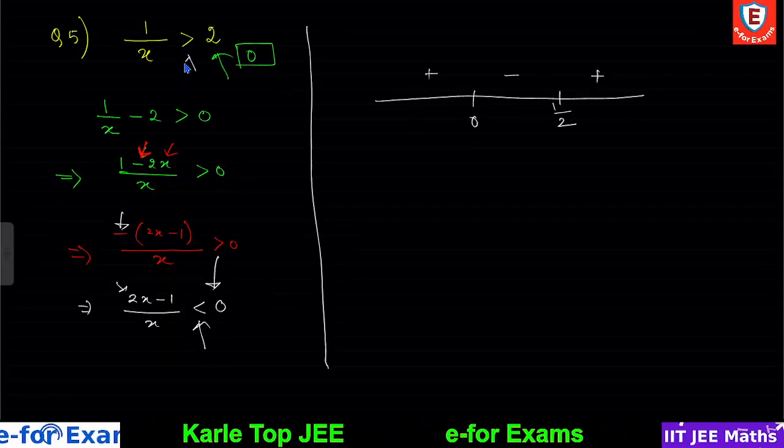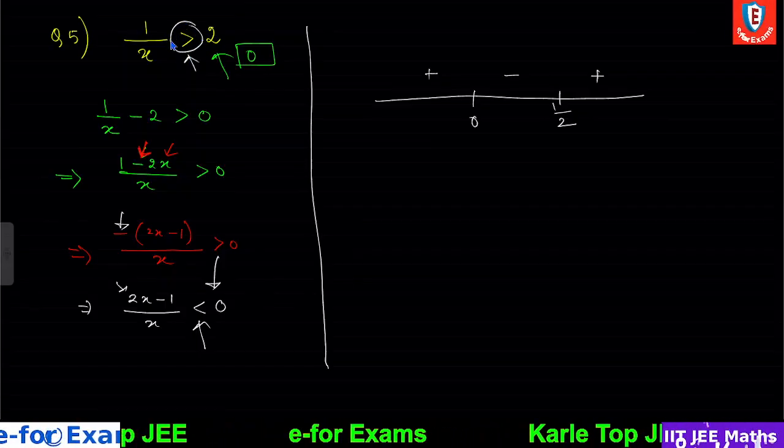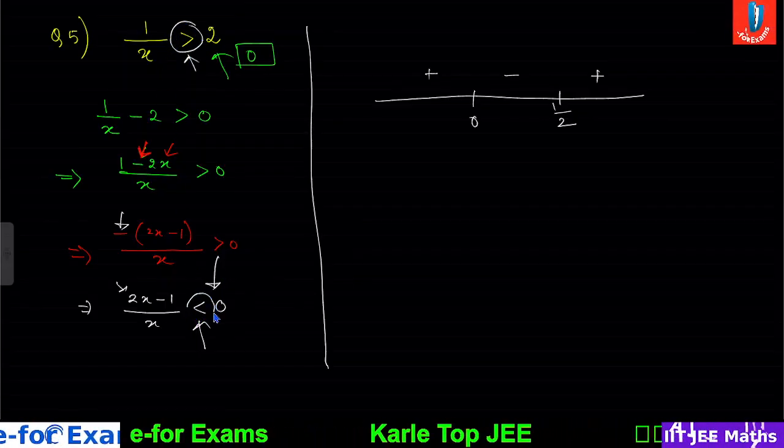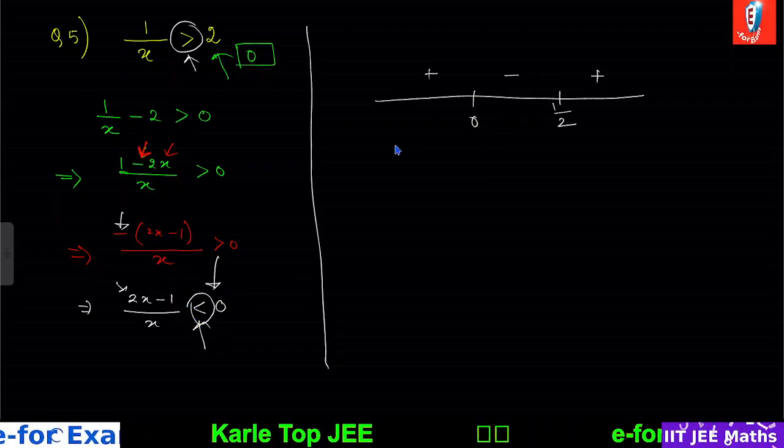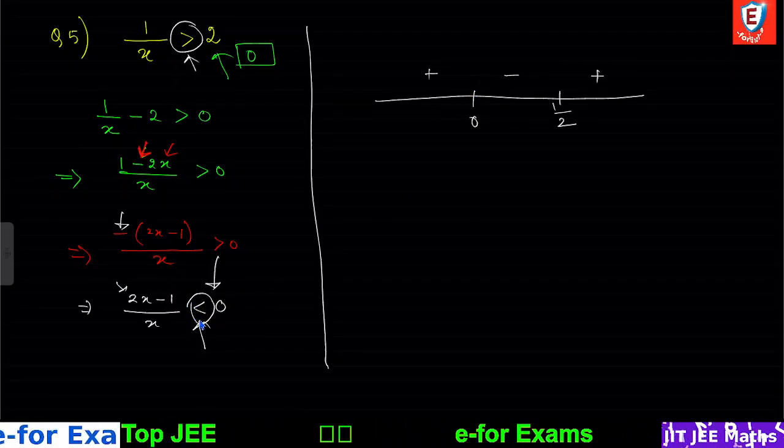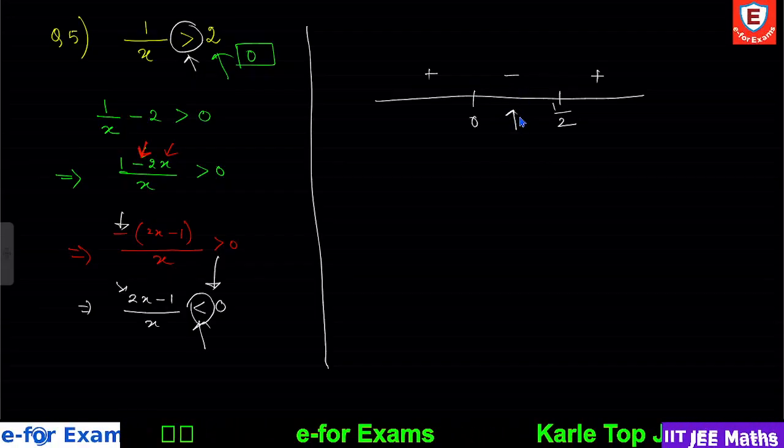Now we will not consider this one. The given inequality is greater than, but here what we have got is less than. So we will check where the negative intervals are. Not equal to is there, so the negative interval is this portion.